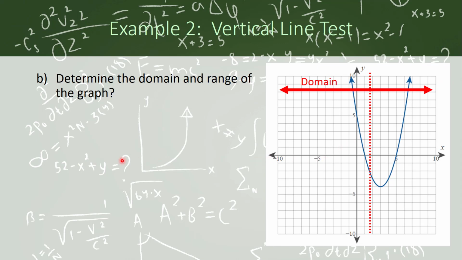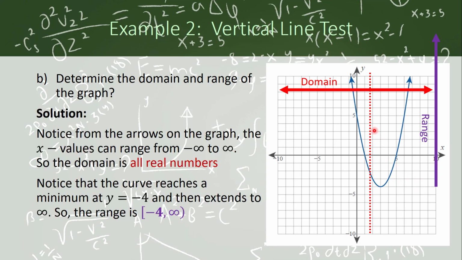All the x values here will produce a y. And the range, I'll talk about the range in just a second. As a consequence, the domain is going to be all real numbers. Now the range is going to be all the y values. Now notice that this equation, or this graph, has a minimum value. That minimum value happens to be negative 4. Okay, so it's never going to be any less than negative 4, but it's going to include negative 4.